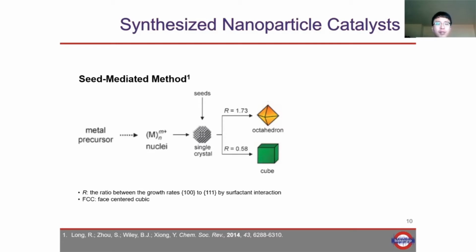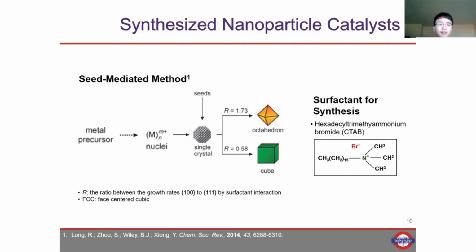So in this synthesis method, the crystal growth is controlled by using surfactant, which preferentially interacts with each different facet. Hexadecyltrimethylammonium bromide, shortly called CTAB, is one typical surfactant for the seed-mediated method. CTAB is a cationic surfactant which adsorbed on the surface of gold nanocube in here.